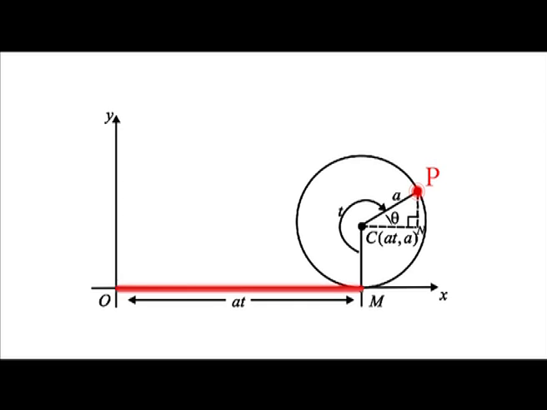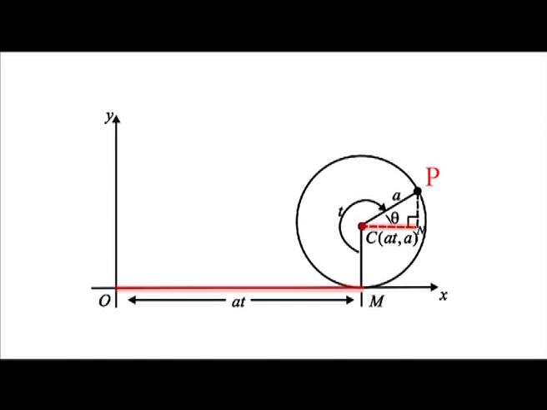As the base lies at units from the origin, the x coordinate of the center of the wheel at that moment is the same. The y coordinate of the center of the circle is always the value of the radius a itself. That is, the coordinates of the center C at the moment is the ordered pair (at, a).